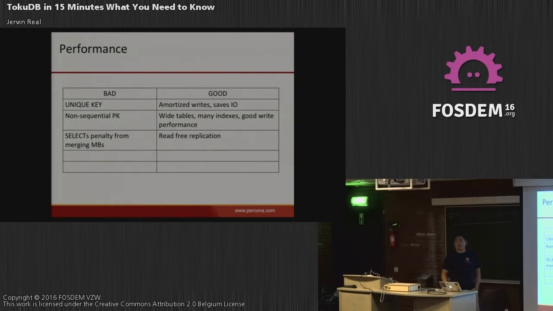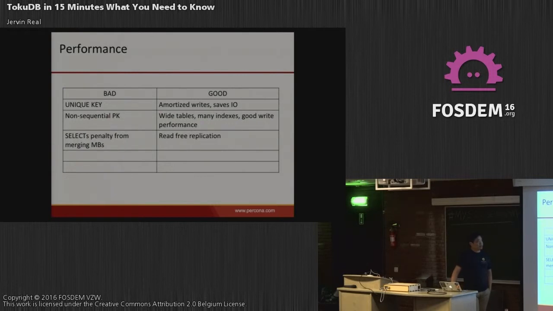Selects also suffer from penalties because in the fractal tree, in the internal working of Tokudb trees, message buffers are used to amortize the write to the leaf node, right? And when you select any row that has messages in that tree, from the root to the leaf, you have to merge all of that. And if you have a very high tree, then you get that additional overhead of reading.